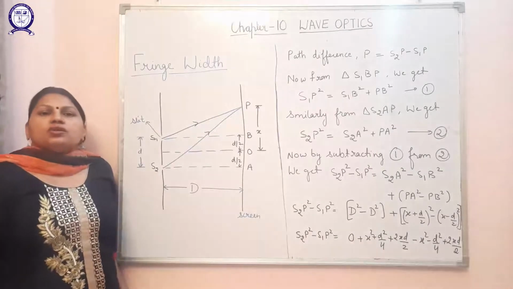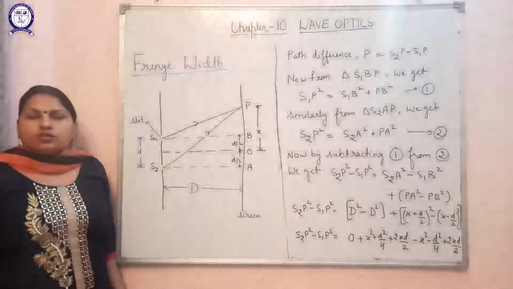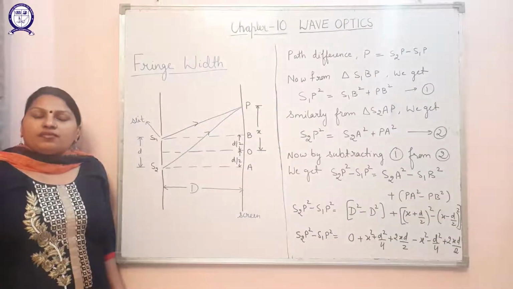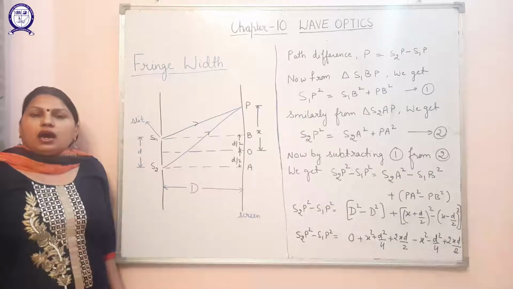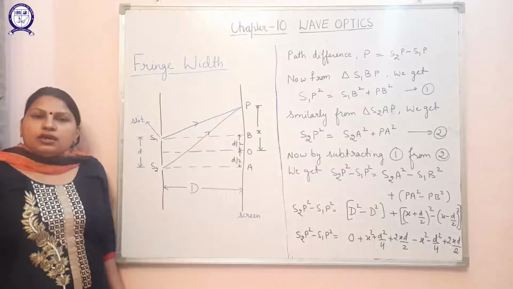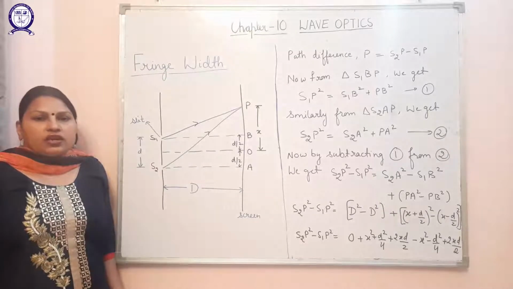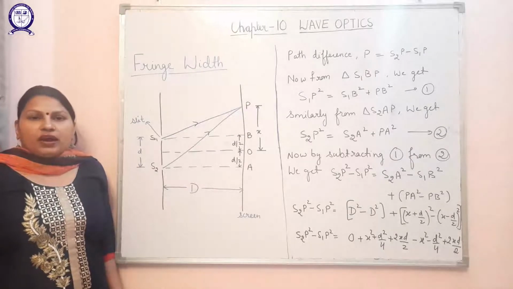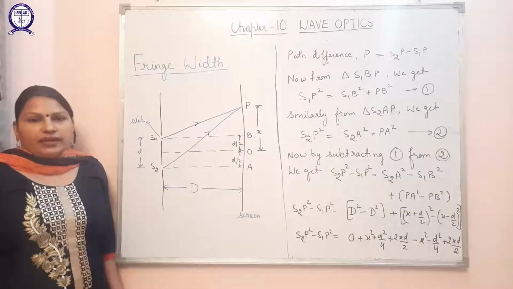Now again I am going to discuss coherent sources of light. What are coherent sources of light? The sources of light which have the same frequency, travel along the same path or same direction, and have zero or constant phase difference. These types of sources of light are called coherent sources of light.